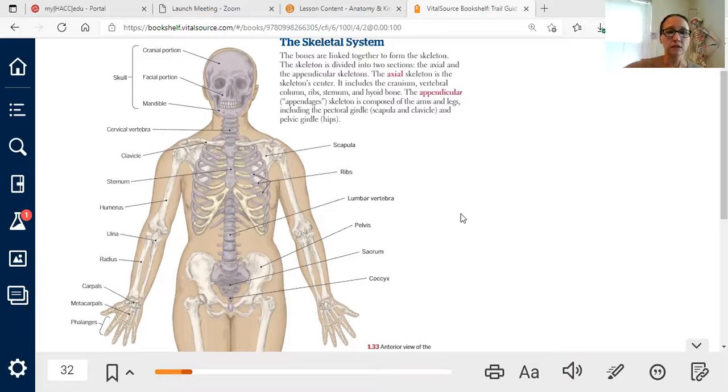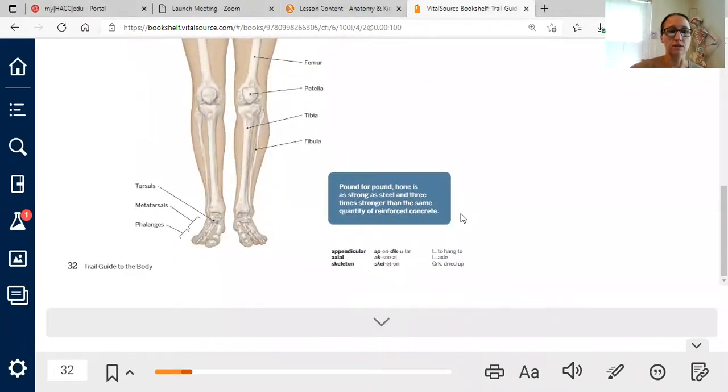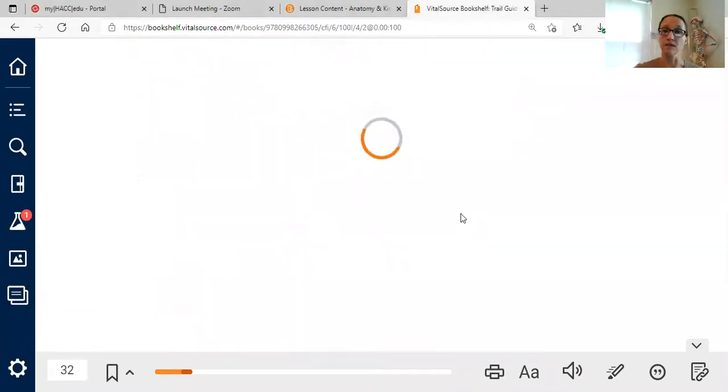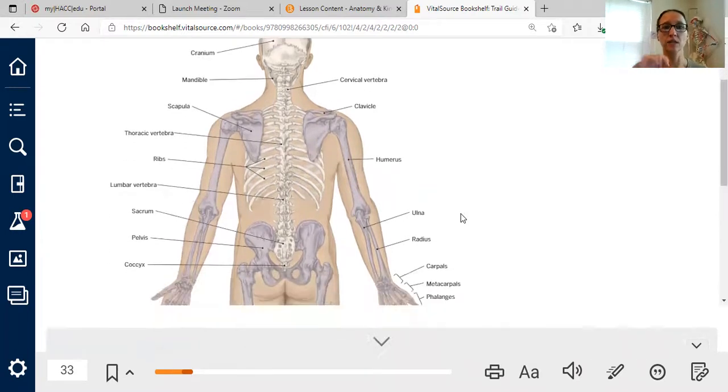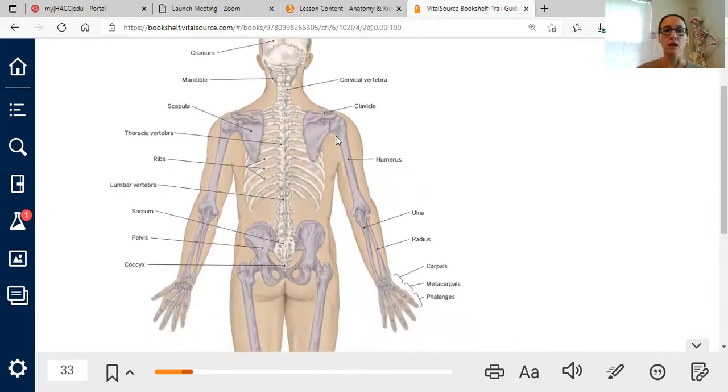The appendicular skeleton, on the other hand, is everything else. It's the appendages. So the axial skeleton is along the axis of the body, and the appendicular skeleton are the appendages. So the appendicular skeleton is the shoulder girdle. So that includes the clavicle, the scapula, which is the shoulder blade, and then the bones of the arm and hand.